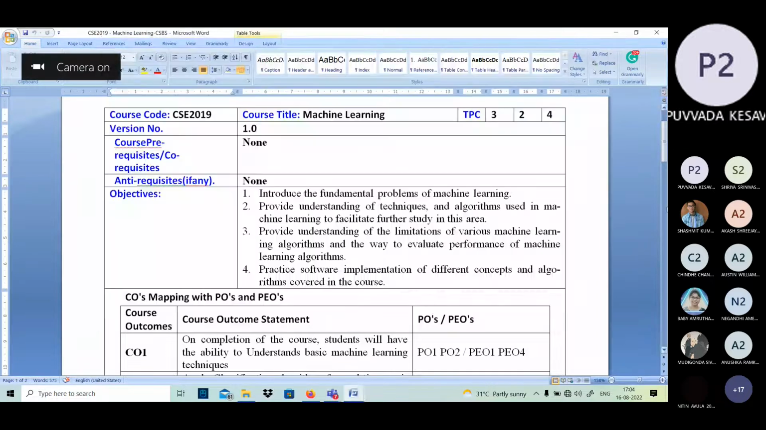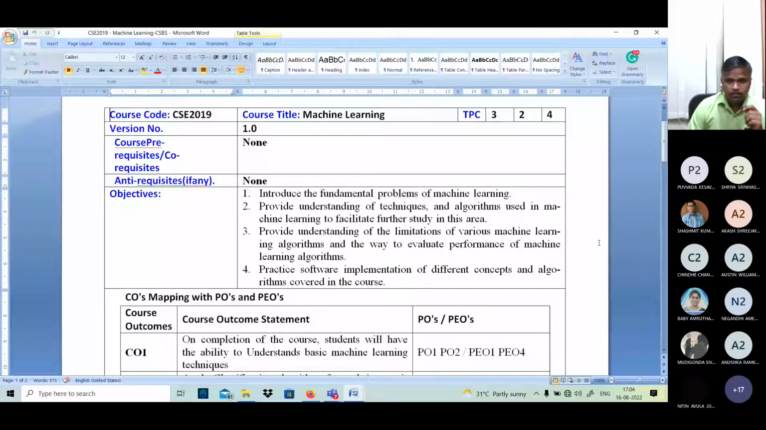Welcome to the machine learning course. Already you have studied some basic courses like object-oriented programming and also Python. We will see the syllabus of the machine learning course, the credit hours, and also the course outcomes. Why do we study this subject?